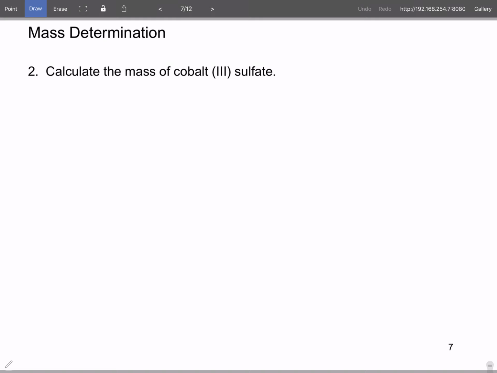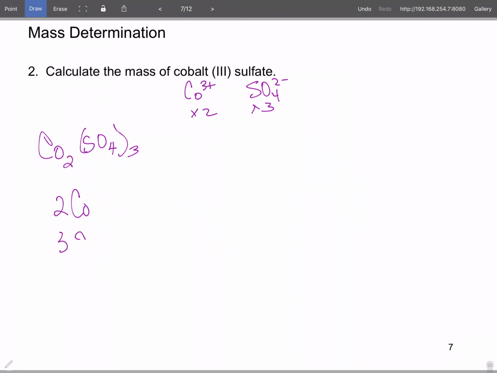This one is the mass of cobalt 3 sulfate. Well, what that means is cobalt is 3 plus, and we know that sulfate is SO4 2 minus because we memorized those. So when we combine them, we're going to multiply this one by 2 and this one by 3. So we're going to get Co2(SO4)3. So what that means is we're going to have 2 cobalts, 3 sulfurs, and 12 oxygens.